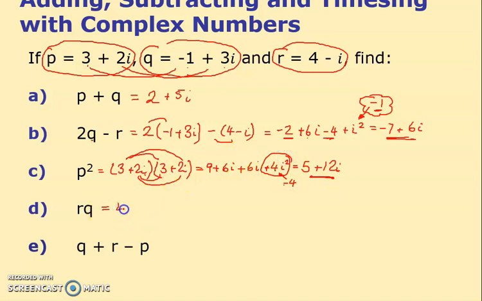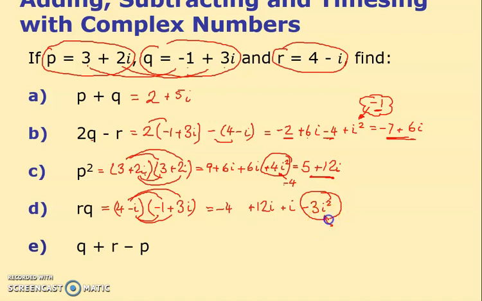r times q, what's r? 4 minus i times by q, minus 1 plus 3i. Multiply them out. Minus 4 plus 12i plus another i minus 3i squared. Oh, be careful again. i squared is minus 1. Now, it's minus 3 times that minus 1, so that's like a plus 3. So we get minus 4 plus 3, that's minus 1, I reckon, plus 13i. Well, I think a relatively nice one to finish with.